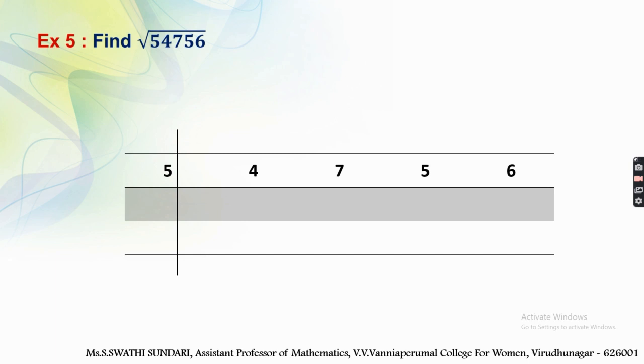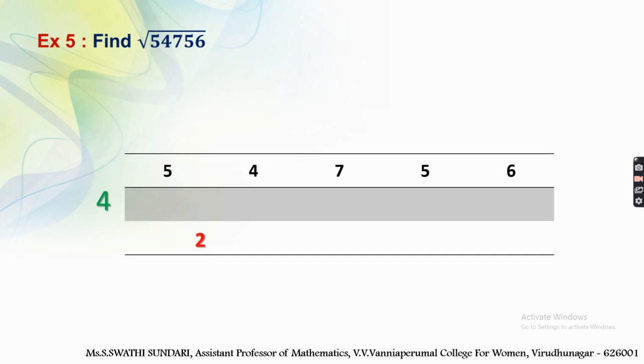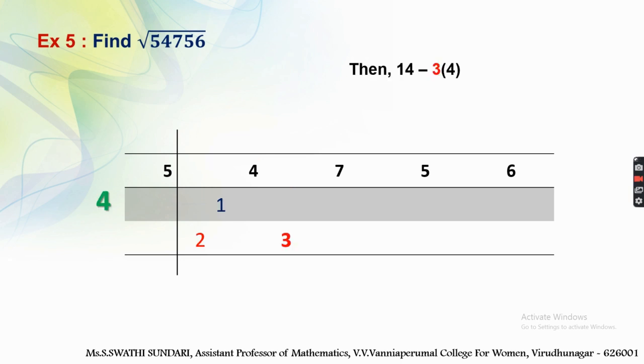So the leftmost group is 5. Now find the maximum square of a digit that can be subtracted from this group: 5 minus 2 squared, which is equal to 5 minus 4 equal to 1. Write this digit 2 below the horizontal line as the first digit of the square root. Then place the remainder 1 before the next digit 4 of the number, as shown in the slide. Here the actual dividend is 14 and the divisor is 4. Now the actual dividend 14 is divided by 4, we get the quotient 3 and the remainder 2.